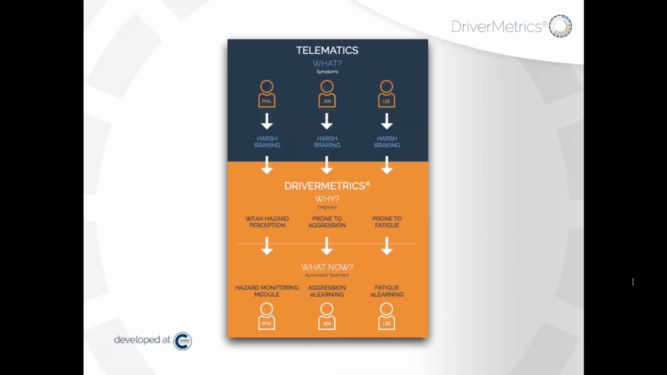So we've looked at how we can monitor driver behaviour and how we can use the data, and lastly, delivering targeted coaching interventions. But what does this look like in reality? Well, as you can see here, we've got 3 fleet drivers, all of which have been identified via telematics for harsh braking. But as you can clearly see, the reason for their harsh braking is different for each individual and therefore needs to be treated accordingly.